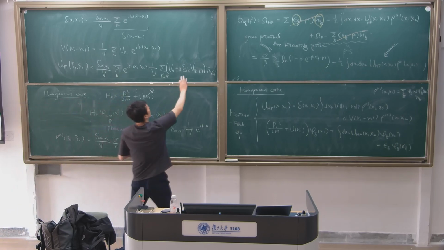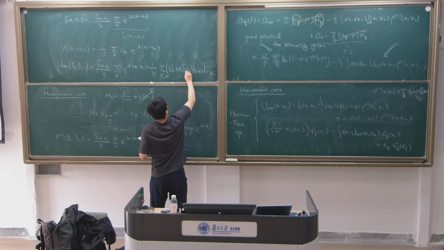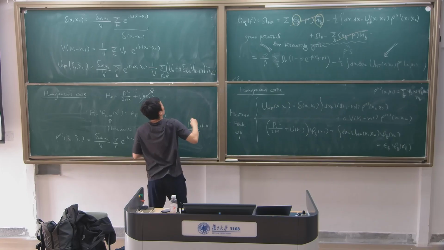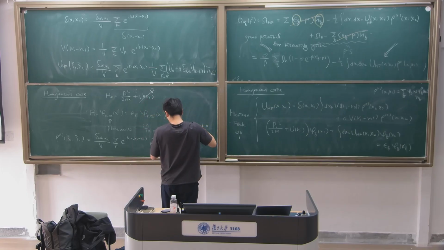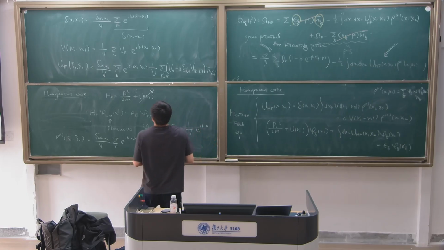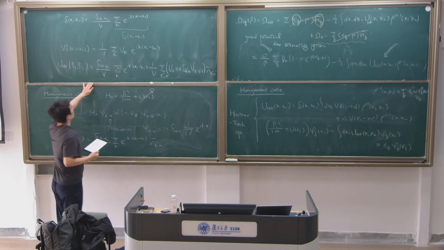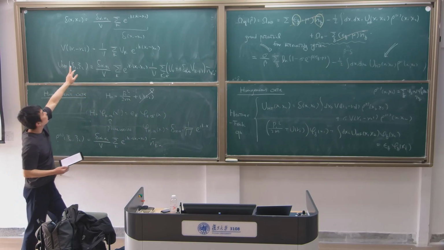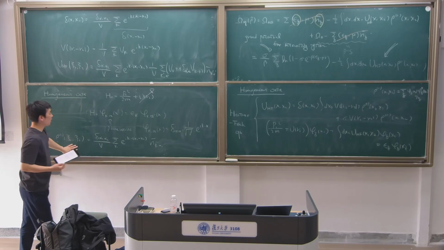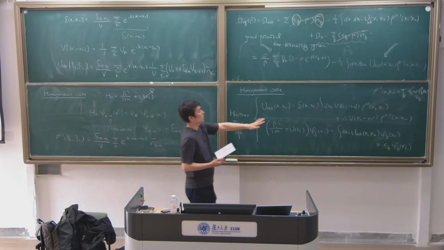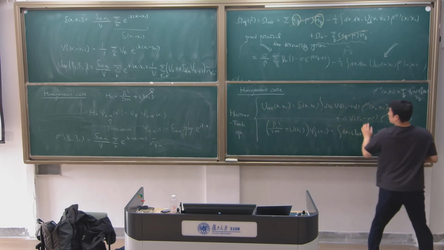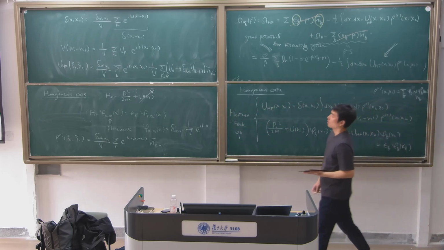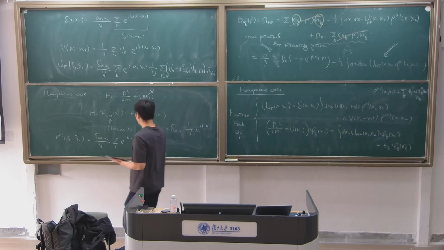Sorry, here, it's a bit confusing. That was alpha prime, and this is alpha 1. So here I just plug this value into here and do the integration.